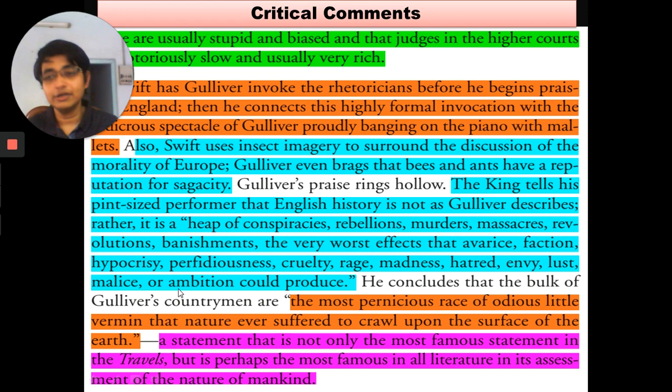Among that race, the human race, the most pernicious race of odious little vermin. Vermin is a kind of insect, like germs. A statement that is not only the most famous statement in Gulliver's Travels, but is perhaps the most famous in all literature in its assessment of the nature of mankind. So Swift's misanthropic nature, that he hates human beings, is clearly reflected by that particular line.